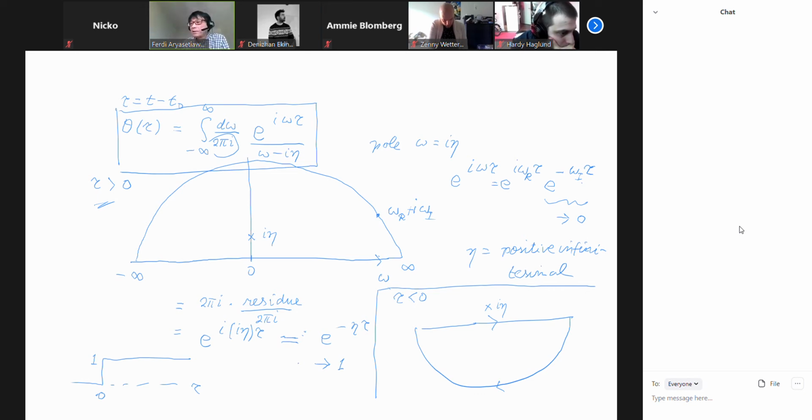I also have this Cauchy theorem in the appendix if you have forgotten about it. We use this again later in scattering theory, so it's good to know how to do this kind of integrals in the complex plane.